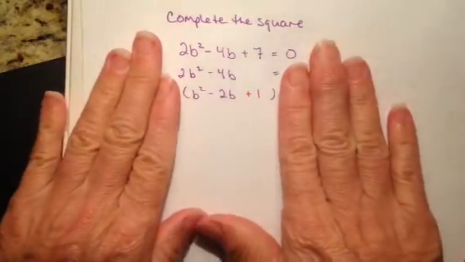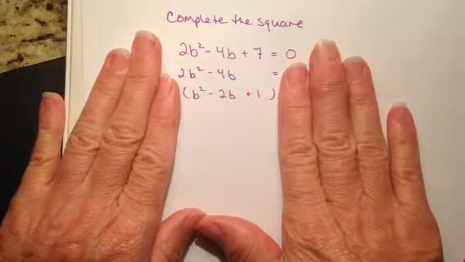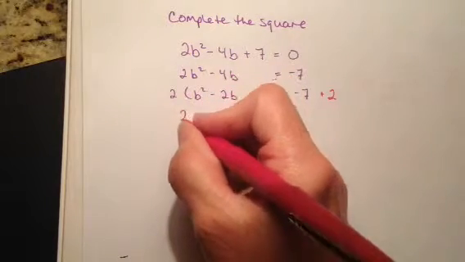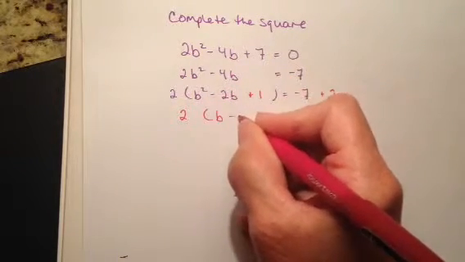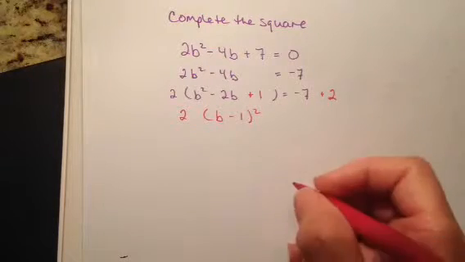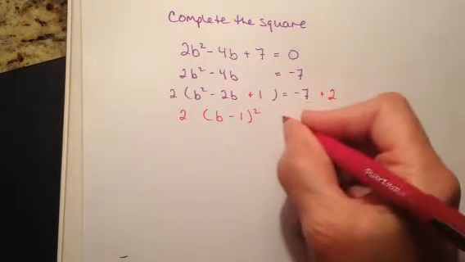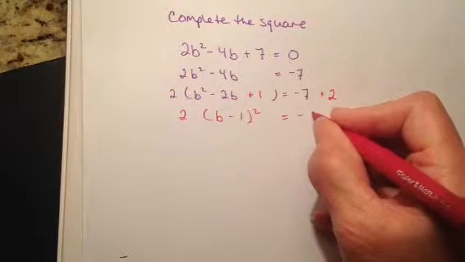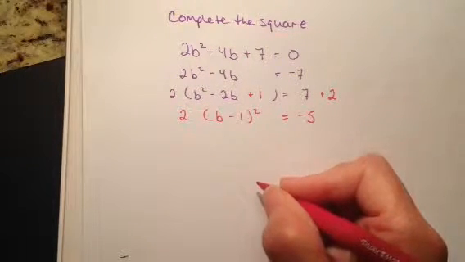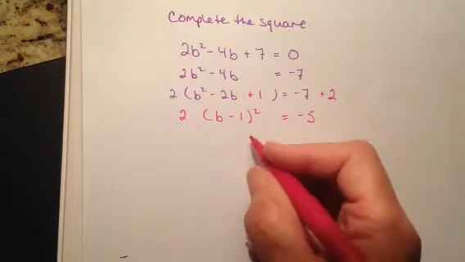If you forget, that is just simply a trinomial, so you can just go ahead and factor it. Okay, so we're going to get 2 and then b minus 1 squared, because b minus 1 times b minus 1 gives you that trinomial up there. And up here I have negative 5.